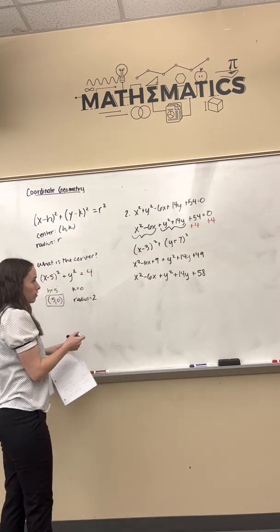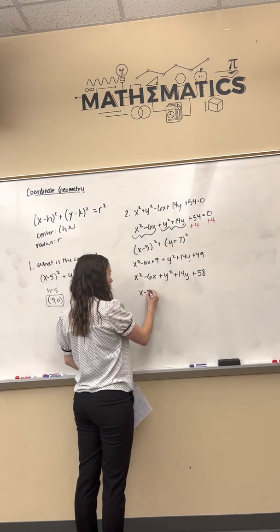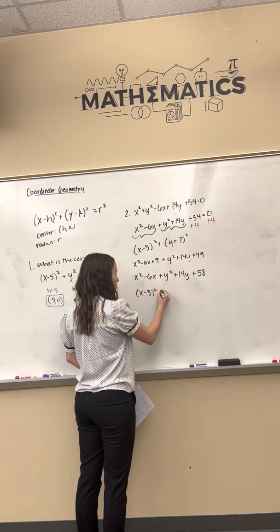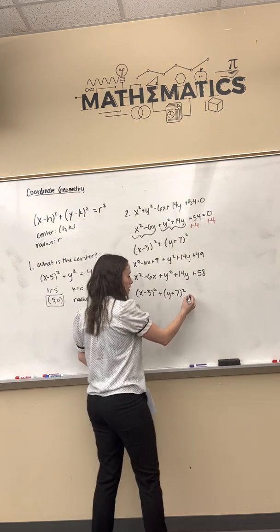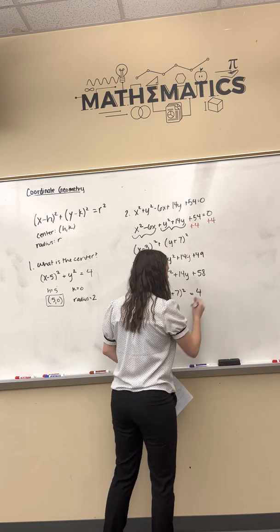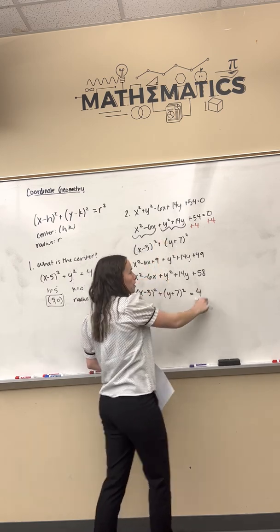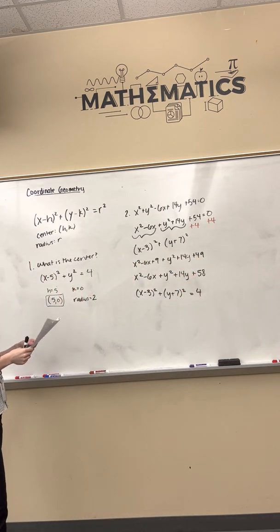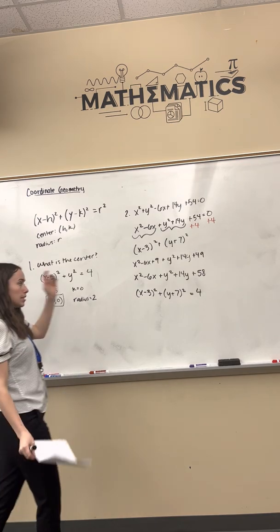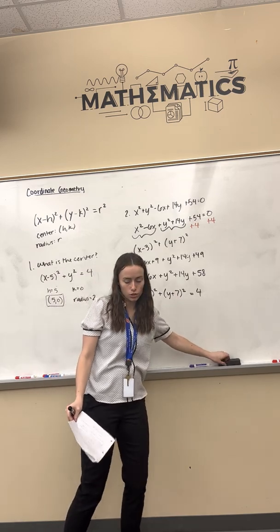So our final answer here is that our equation is x minus 3 squared plus y plus 7 squared equals 4. Because up here, we just made these two equations equal, and then we're left with 4 on the other side. That is how you get to the standard form of a circle, okay? Center here would be at 3, negative 7, with a radius of 2.